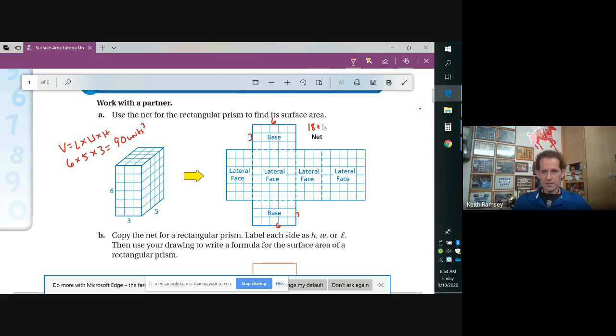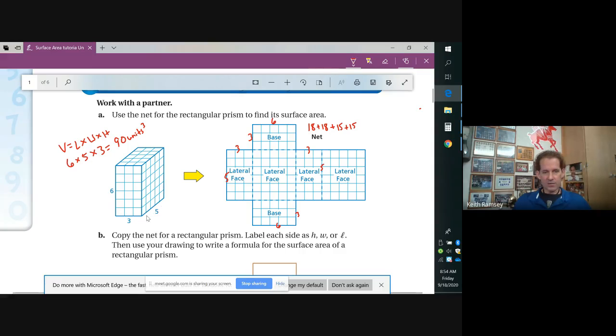15 plus 18. I'm going to add those two products, okay? And then I've got two that are 3 by 5, okay? So if I'm looking at it, I could say, okay, I've got a 3 by 5 and another 3 by 5 over here. And I know 3 times 5 is 15. So I'm going to add those products. So 18 plus 18 plus 15 plus 15.